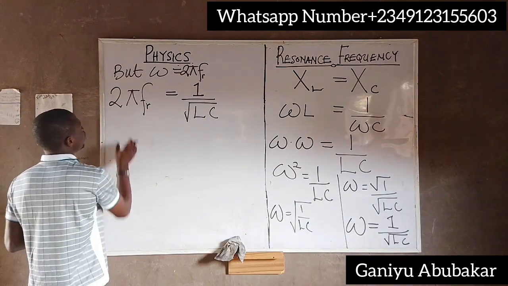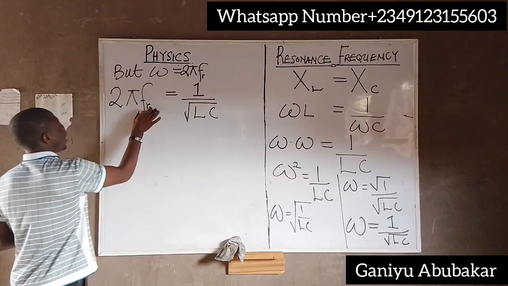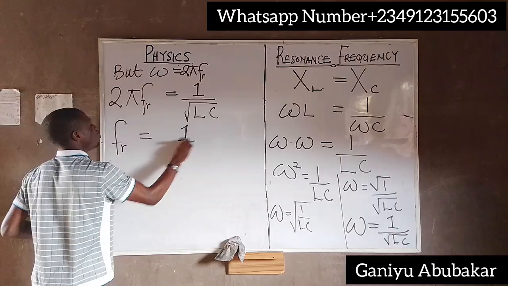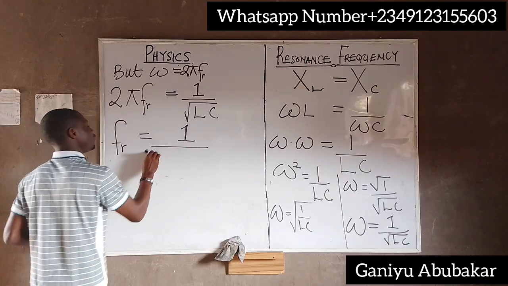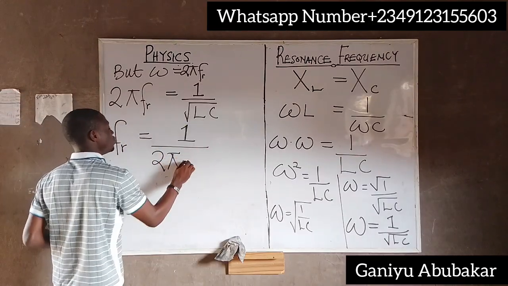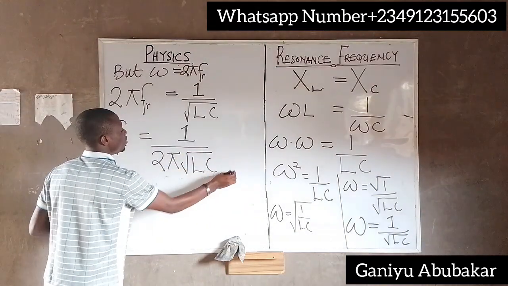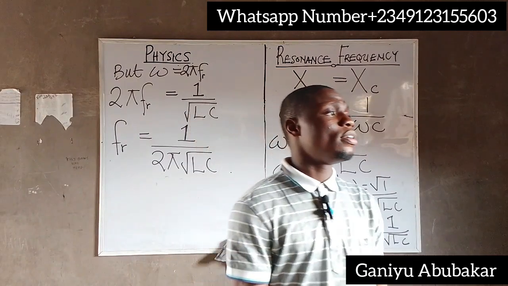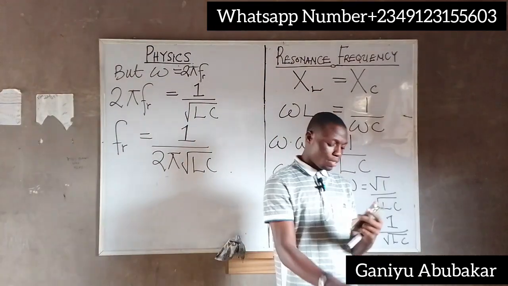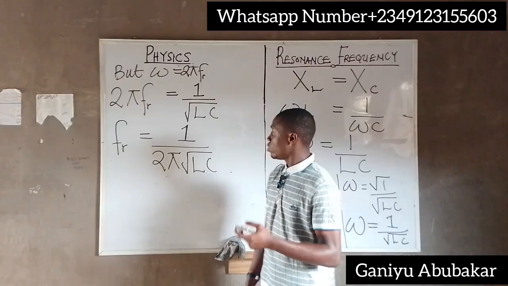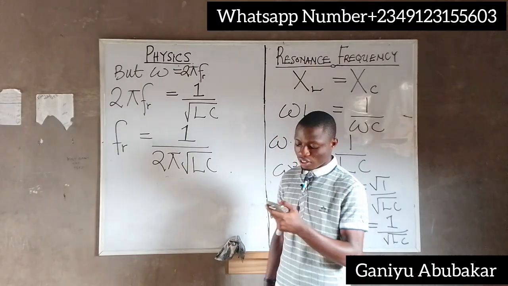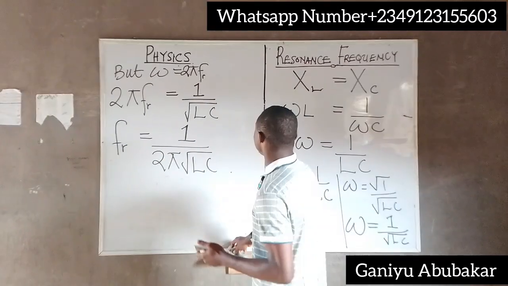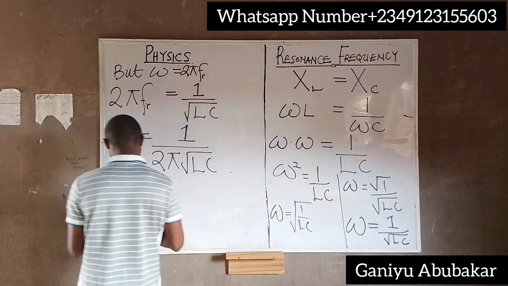At this point here, just bring these 2 pi down here. I'll have fr, which is resonance frequency, is equal to 1 all over 2 pi and then root LC. This is the formula for calculating resonance frequency. Alright, this is the idea behind resonance frequency. At this point, let's look at one last part called phase angle.